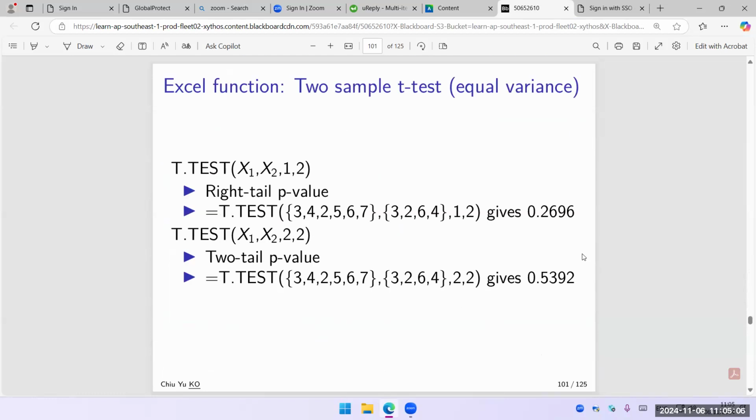And this is the T.TEST function. You input x1, x2, and then you ask it to do the right tail. Right tail means the right tail test, just 1. And you tell it this is 2, which is the equal variance. If it's two tail it is 2, and I think the left tail is 3. That would give me the p-value, and then you decide to reject or not. So let me go to Excel.